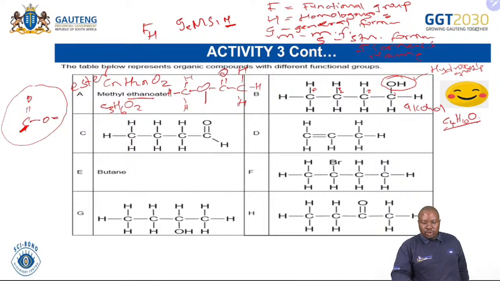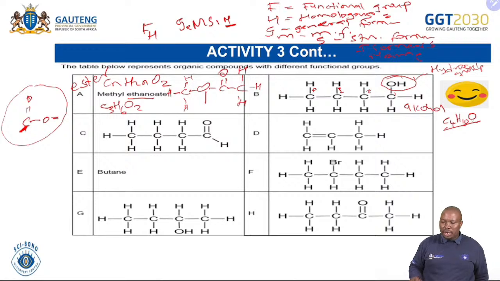So you are able to know that, okay, for us to put the OH here, we have removed one hydrogen. So this structure was supposed to be C4H9OH. But because it's 10 here, you must know that the H is from the alcohol, which is the OH. I'm hoping you are following and you are understanding what you are doing. So that is the molecular formula.